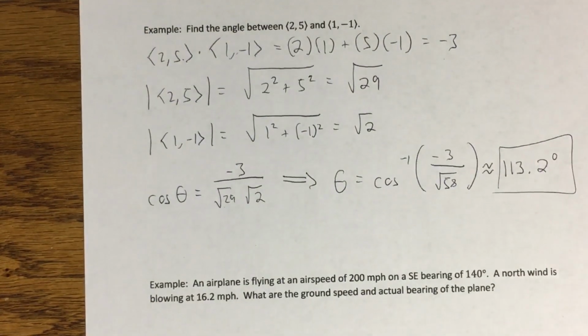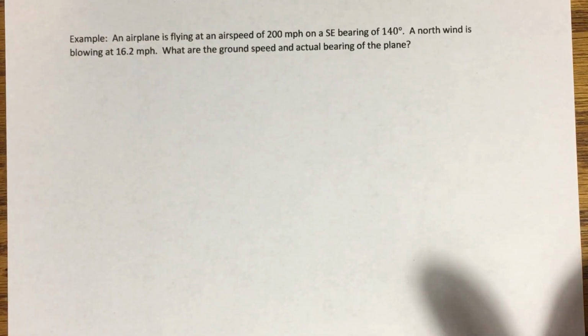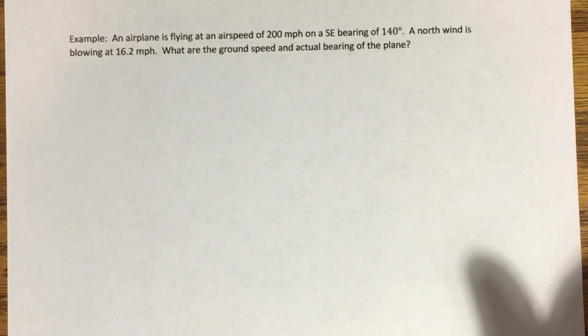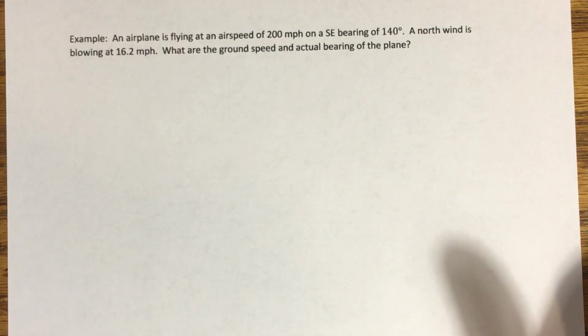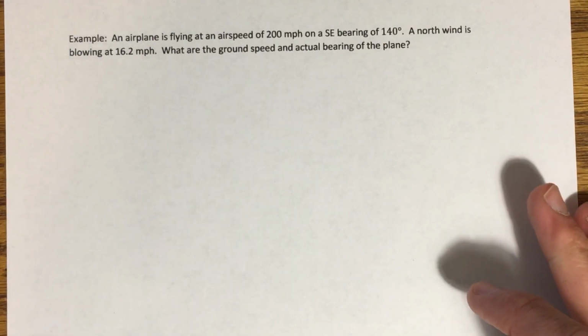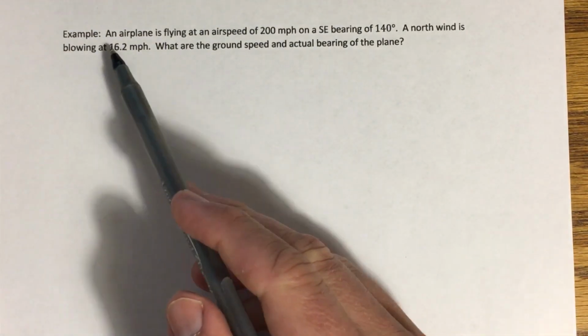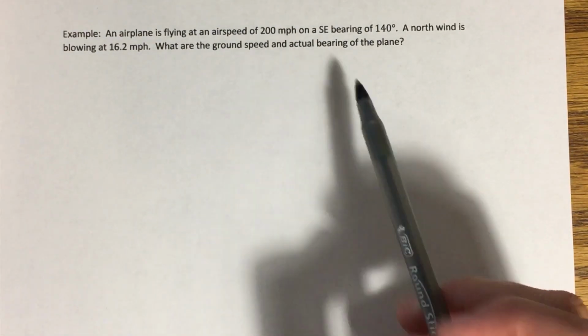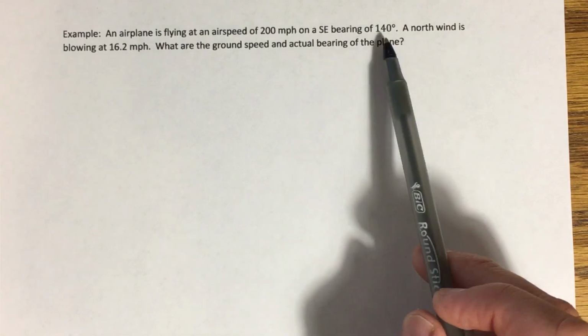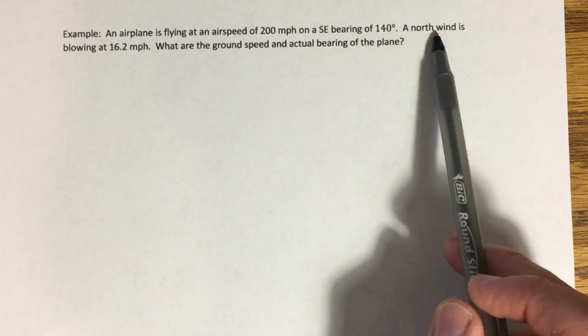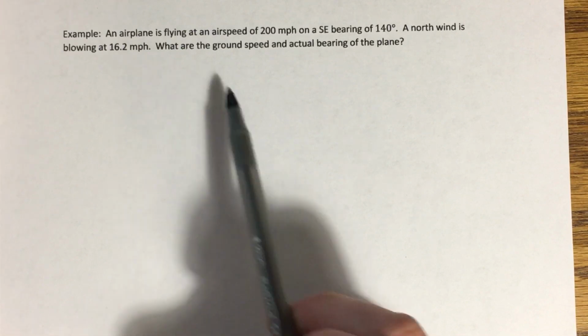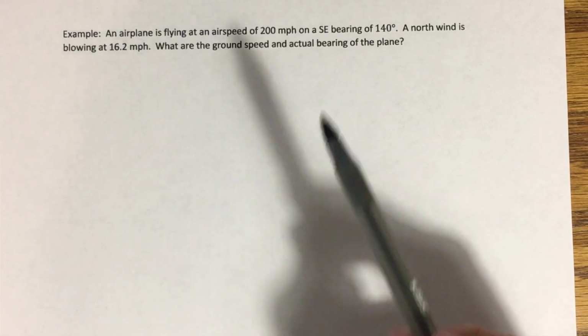Okay? Cool. Last thing, same concept. We're looking at angle between vectors, but I'm going to use an application. This is an application that comes straight out of your book. It's the last example in section 10.8, and I just want to walk through it because I like this example. Expect to see something like this on the test. So we have an airplane that's flying at an airspeed of 200 miles per hour on a southeast bearing of 140 degrees. It says a north wind is blowing at 16.2 miles per hour, and what we want are the ground speed and actual bearing of the plane.